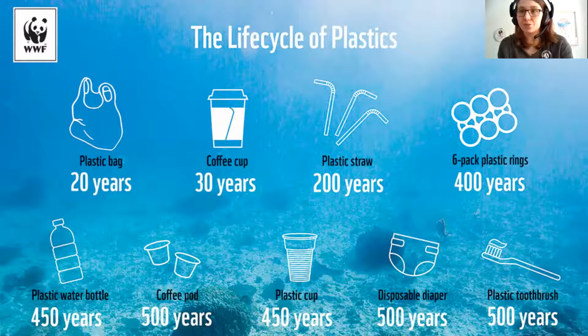Even now, we can't recycle all of the plastic that we produce, and a lot of it is very, very long-lived. As you can see here, things break down on the range, for the most part, of hundreds of years for plastic. So straws, 200 years, your toothbrush, 500 years. These are timescales that are kind of hard to imagine, right?